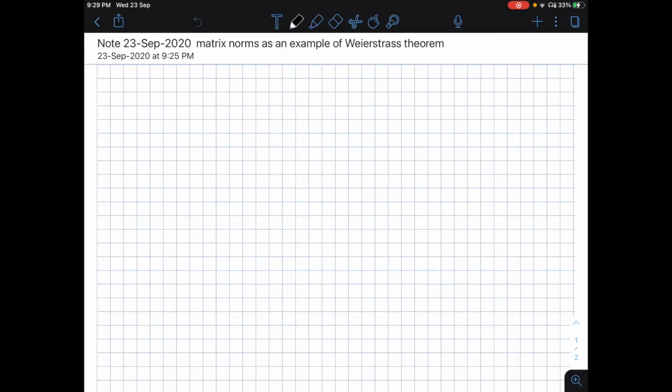Okay, so one nice example that I can give you of Weierstrass theorem is basically the definition of matrix norms. That's a very interesting thing. You will need it a lot if you do things like singular value decomposition or anything in machine learning, compression, whatever. Many examples of this where matrix norms are used.